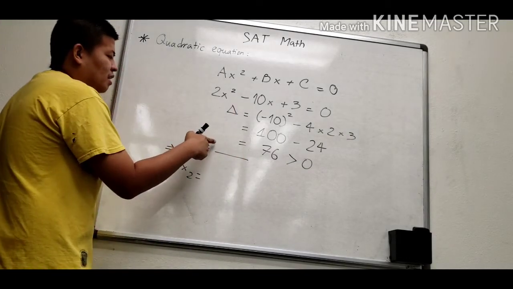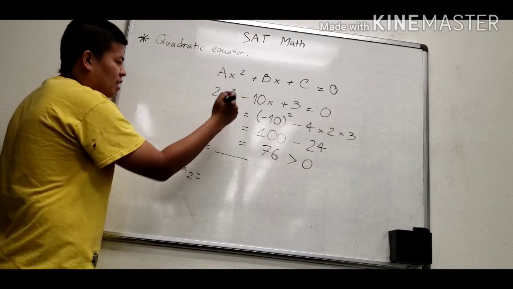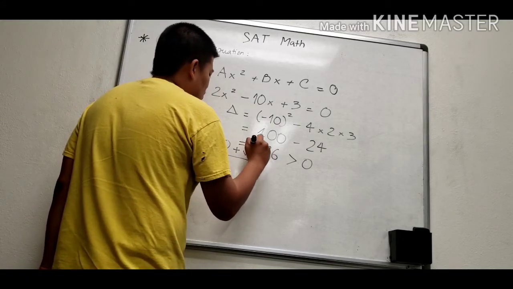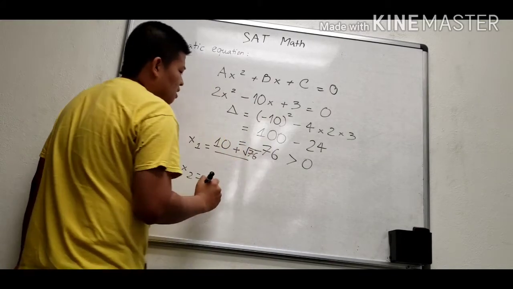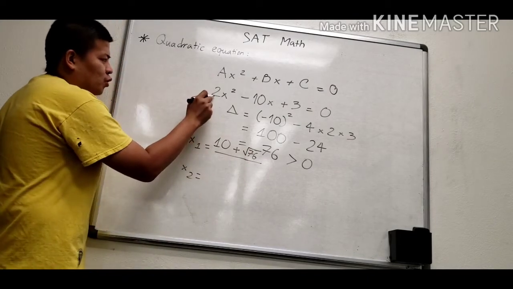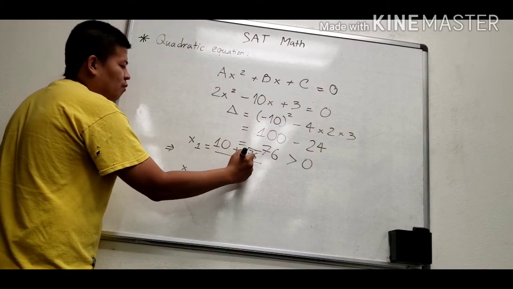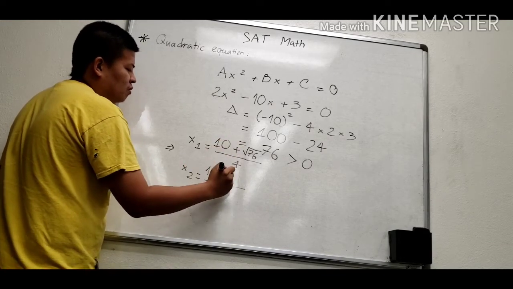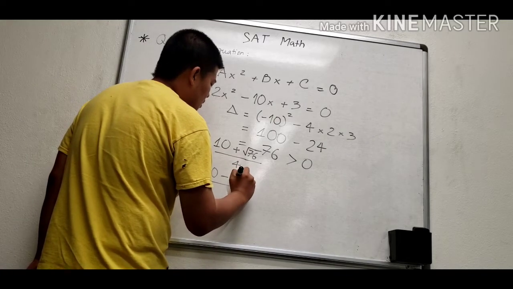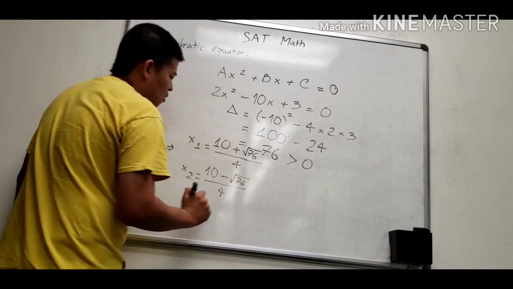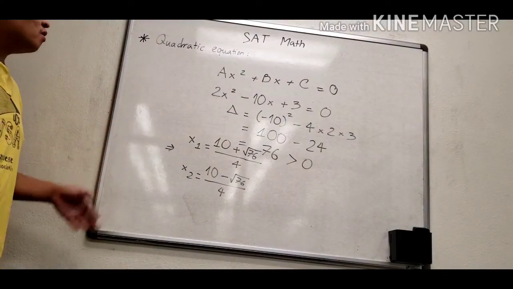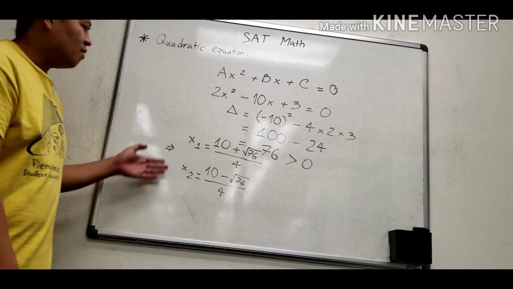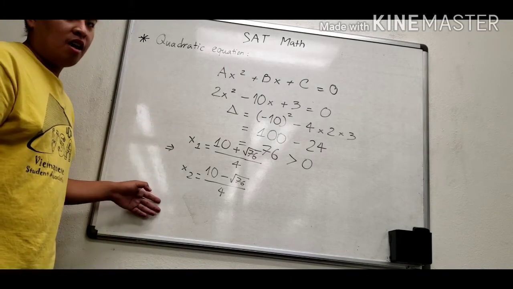We have the minus b, but we have the minus 10, so we get the positive number 10, plus the square root of 76, and we have the number 2 in here. 2 multiplied by 2 becomes 4. The second solution is similar, but we just change positive to negative. So this is the technique for finding the solution step by step, and you can see that. Let's say it's easy in the SAT.